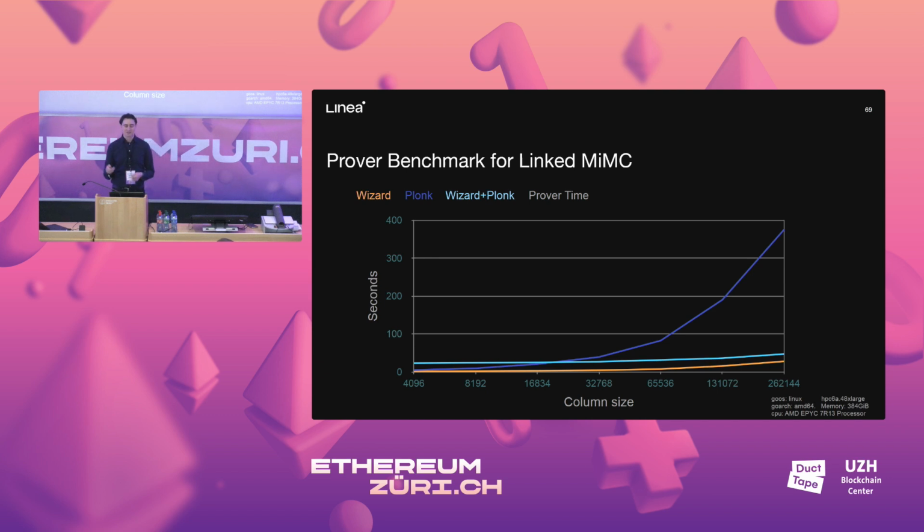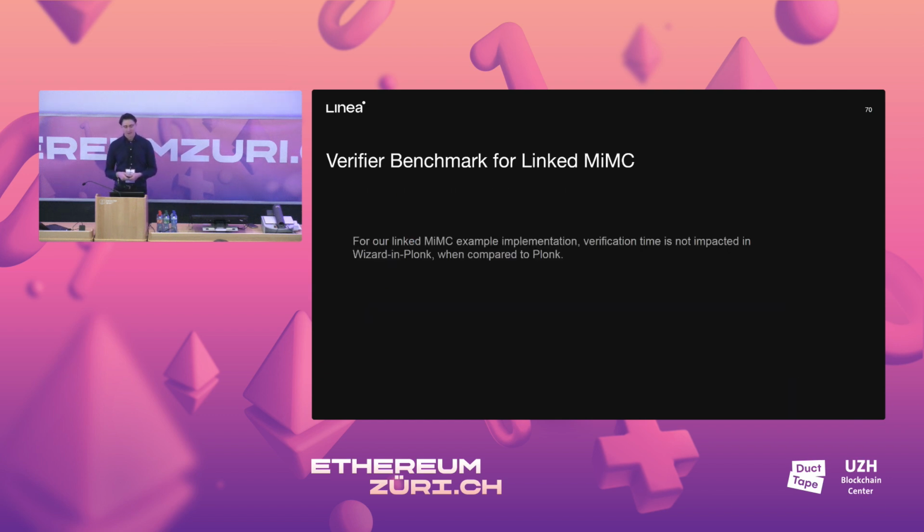And you can see that the combination of the two proof systems really stays somewhere in the middle, actually closer to the bottom, at least for this toy example. So it looks like we're really getting the benefits of both proof systems. And in terms of the verifier benchmark, for this particular example, it doesn't really make sense, just because of the way the circuit seems to behave. But what I can say is that the verification time is not impacted.